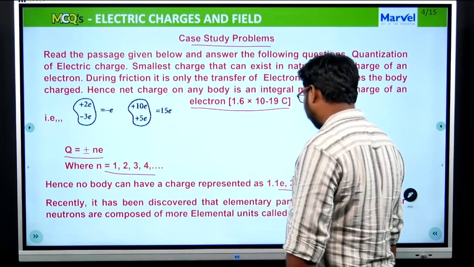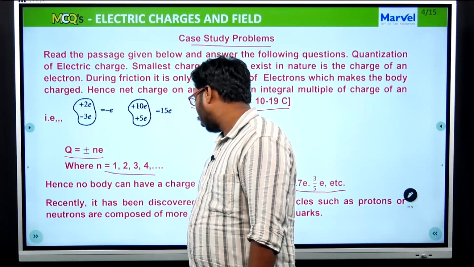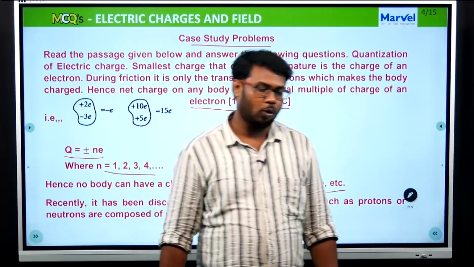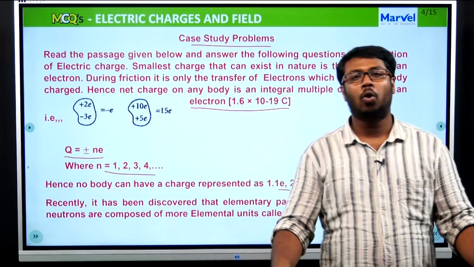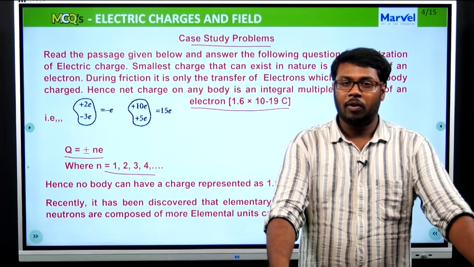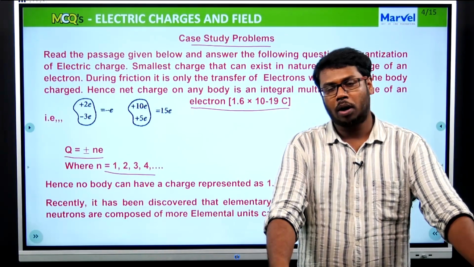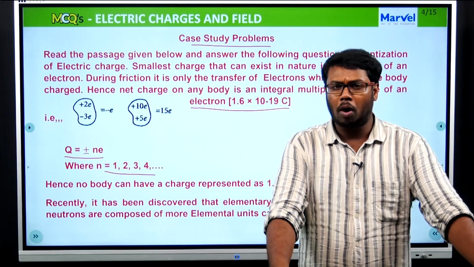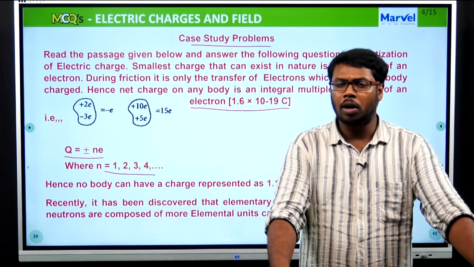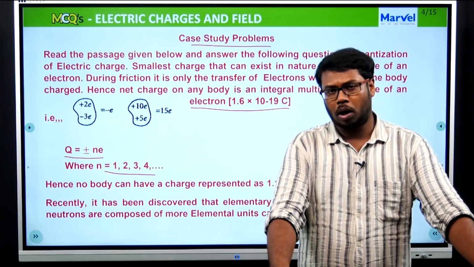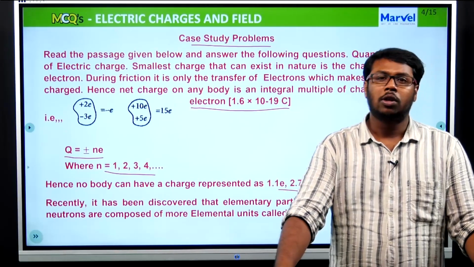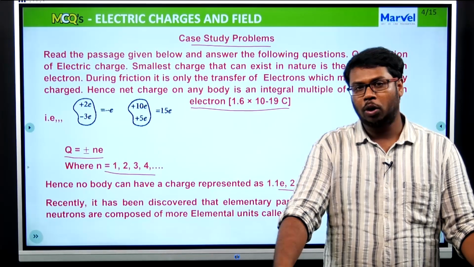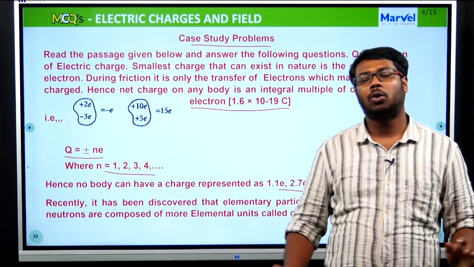Recently, it has been discovered that the elementary particles such as proton or neutron are comprised of more elementary units called quarks. Of course, no one has ever probed an electron before, but we are able to probe the proton or neutron, and we understood that even those particles have a smaller one inside them called quarks. There are two types of quarks, the up quark and the down quark. Based on the arrangement of the up and down quarks inside the particle, the proton and neutron charges are decided. I do not want to go deep into that.